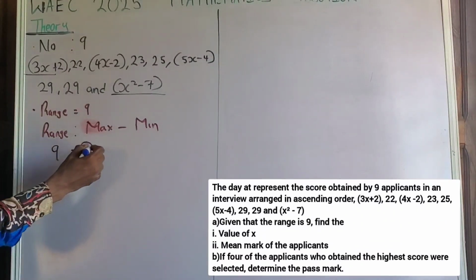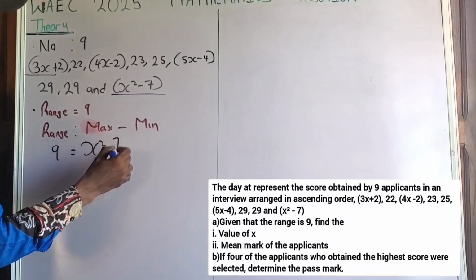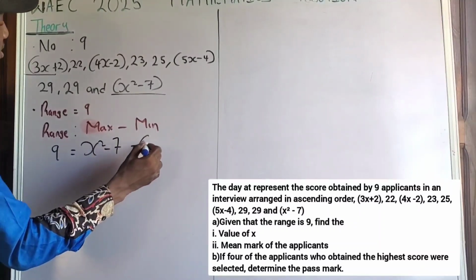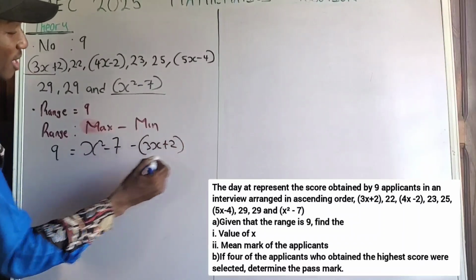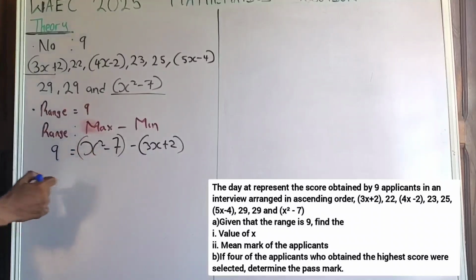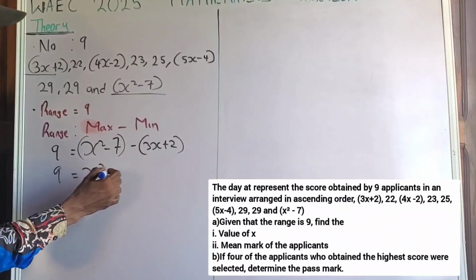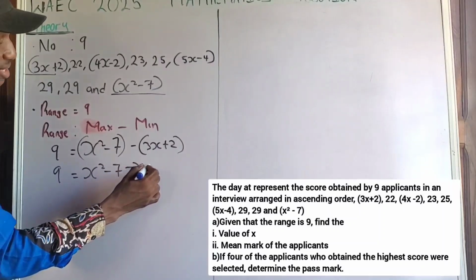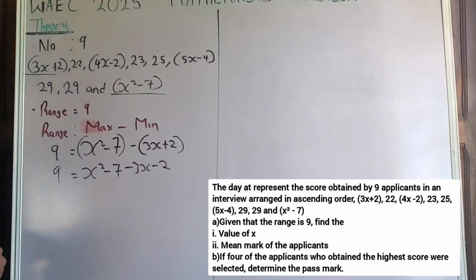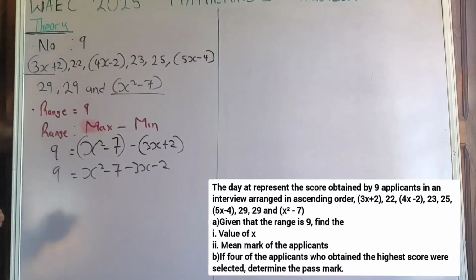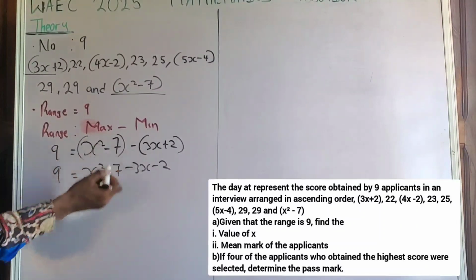That will be what? x squared minus 7 minus 3x plus 2. Okay, x squared minus 7 minus 3x plus 2. So I'm going to have 9 equals x squared minus 7 minus 3x minus 2, because the negative sign is going to affect both 3x and negative 2. Do you understand? Okay, having gotten to this point, the next step is that you have to take this 9 to the other side of the equation.